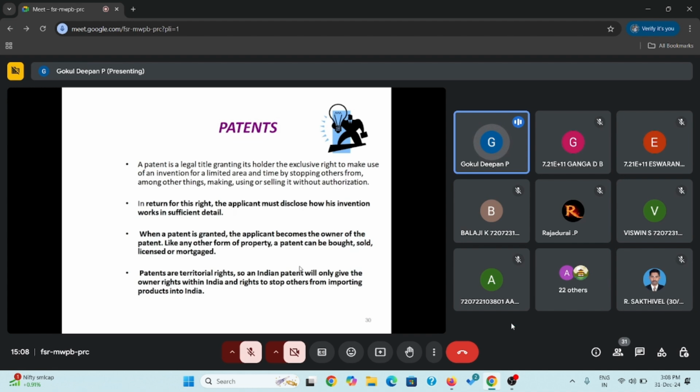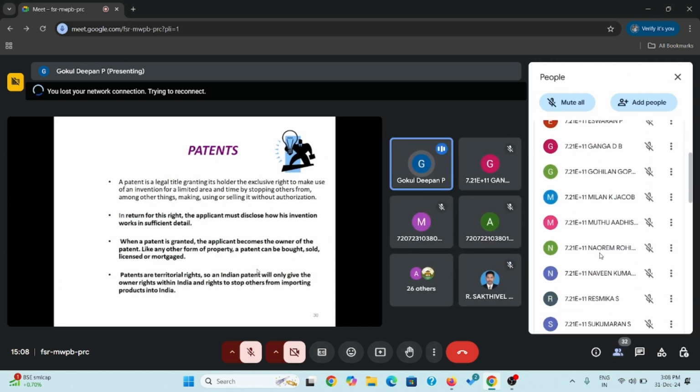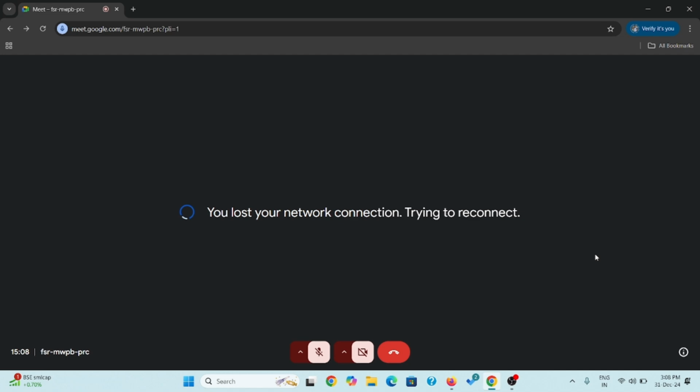A patent is a legal title granting its holder the exclusive right to make use of an invention for a limited area and time, by stopping others from, among other things, making, using or selling it without authorization. In return for this right, the applicant must disclose how his invention works in sufficient detail. A patent is a territorial right. So an Indian patent will only give the owner rights within India and the right to stop others from importing products into India.